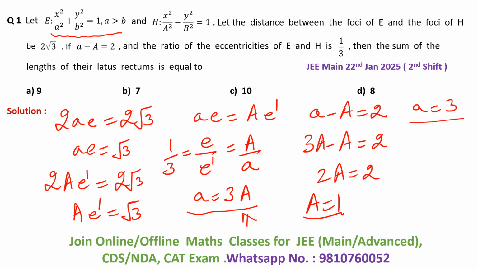Right? Now students, if I put the value of small a as 3 in this equation, I will be getting e equal to 1 upon root 3. That means the eccentricity of the ellipse is 1 upon root 3. And if I put the value of capital A as 1 in this equation, I will be getting the eccentricity of the hyperbola as root 3. So that means now we have got the eccentricities of both of them. Let's move further.